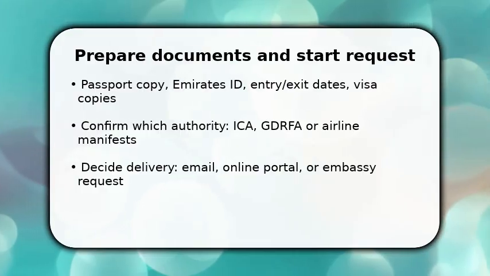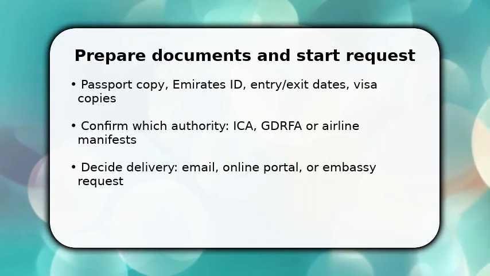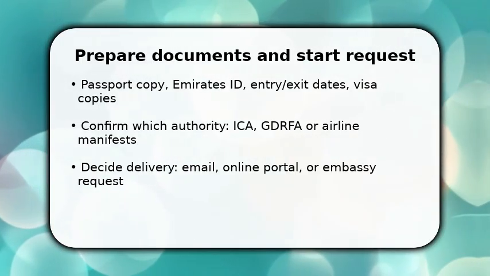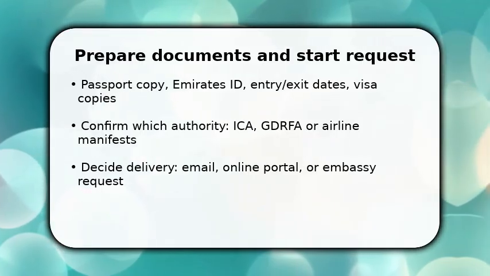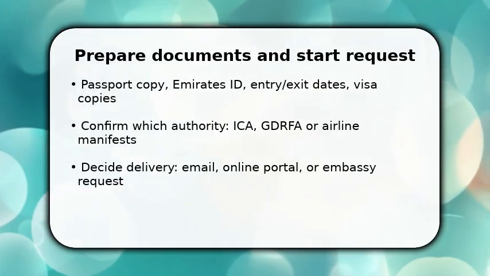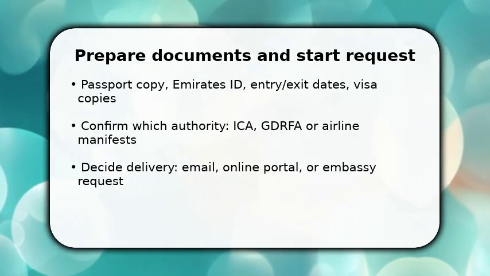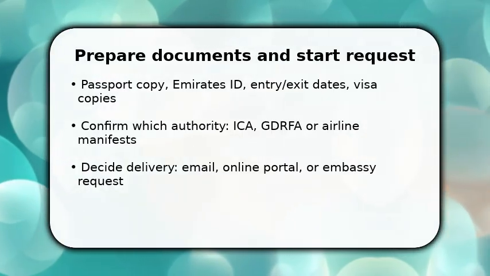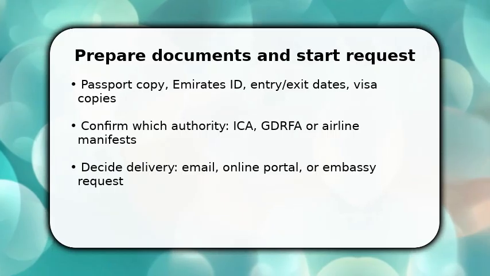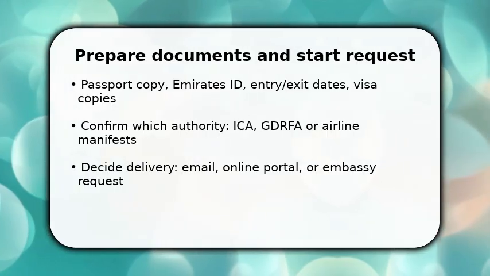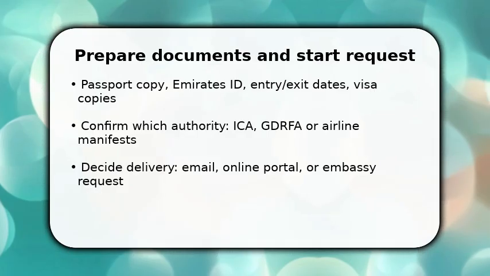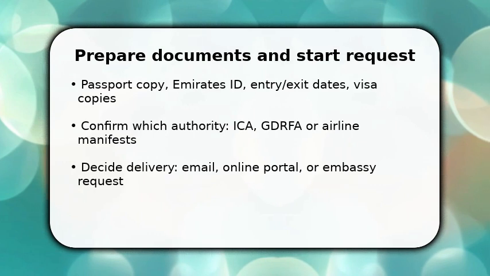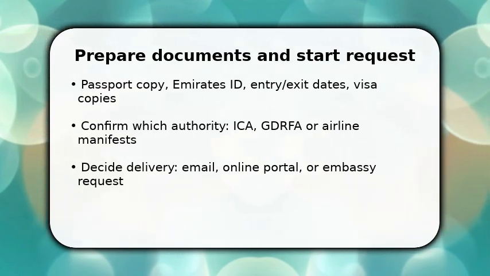You begin by gathering proofs: passport data page, Emirates ID, and any visas or boarding passes you still have. Once done, choose the right agency, Immigration ICA, for federal records or the relevant GDRFA for Emirate-level entries. Make sure to note exact travel dates and the reason you need the history. This speeds approval. Then prepare a short cover letter and scanned ID files so you can immediately upload or attach them when you open the agency's request channel.